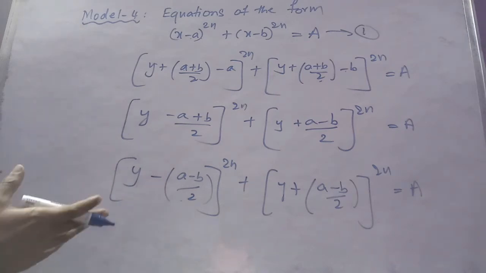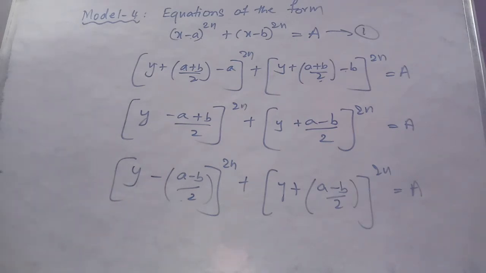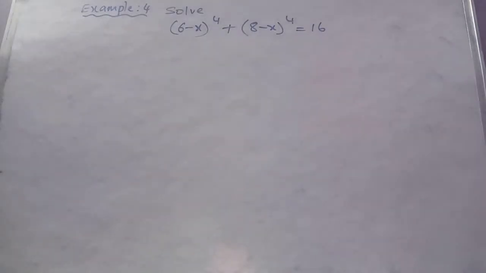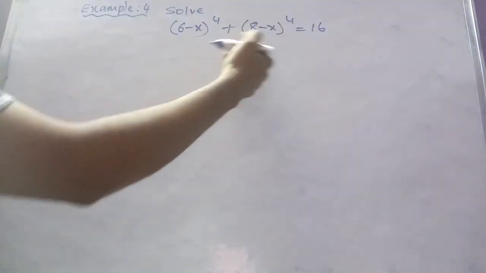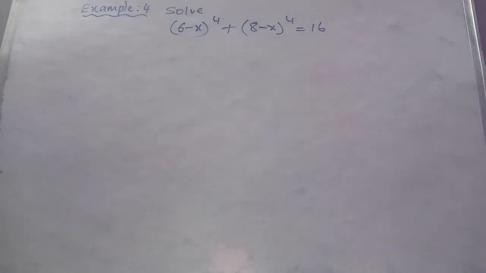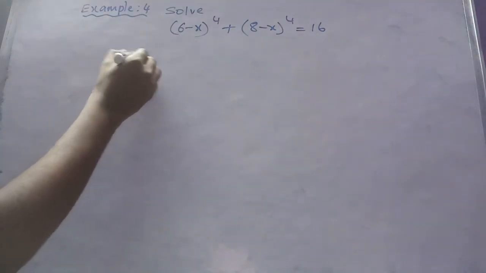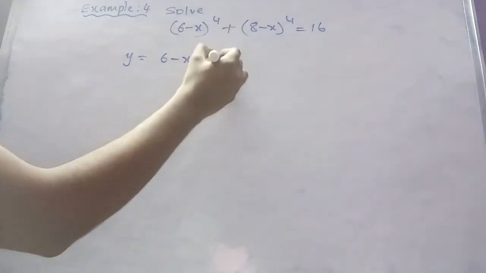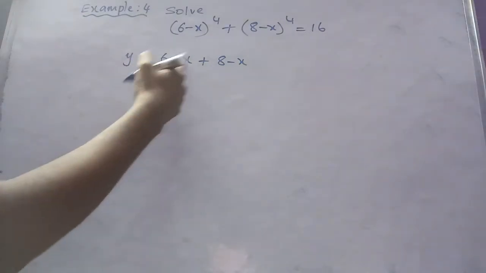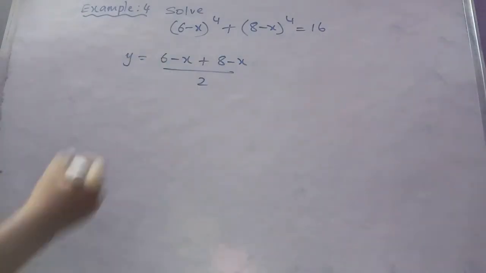To understand this model, let us take an example. Solve (6 minus x) to the power 4 plus (8 minus x) to the power 4 is equal to 16. So let us proceed as I have explained. I will take y is equal to the average of these two, that means the average of 6 minus x and 8 minus x. Average means add them and divide by 2. So what do you get here then?